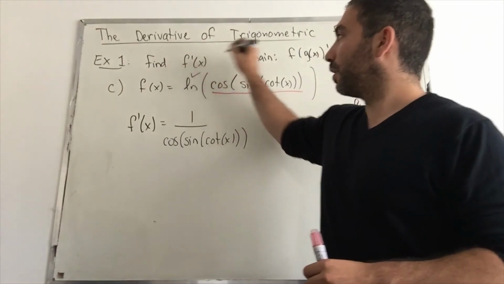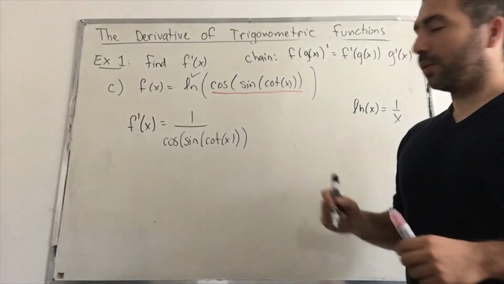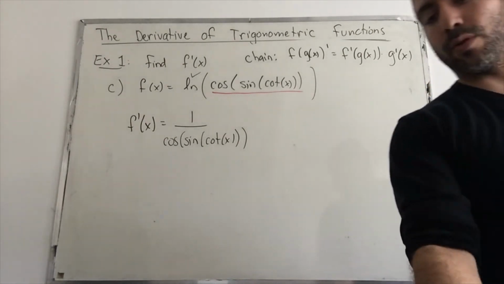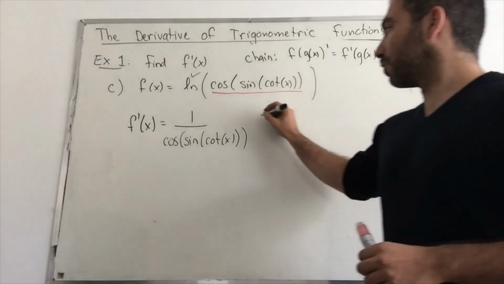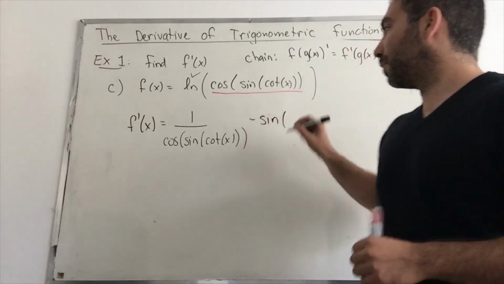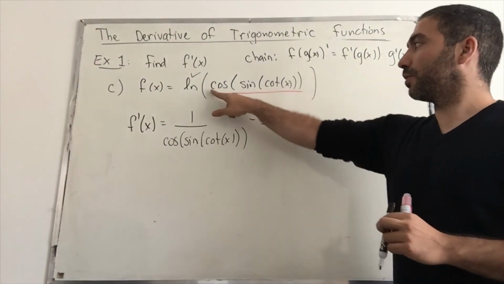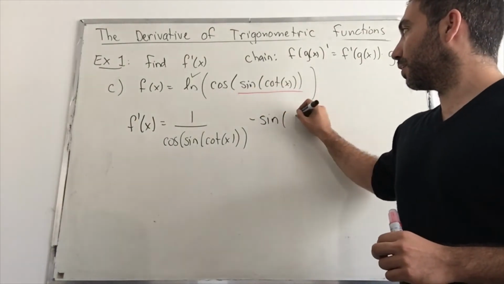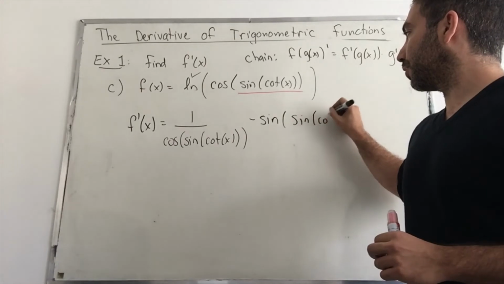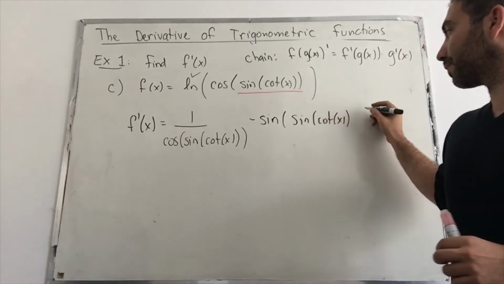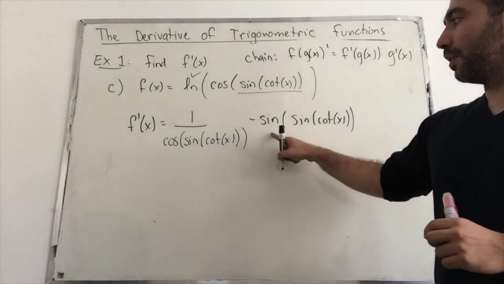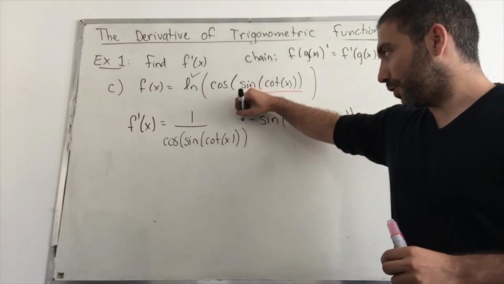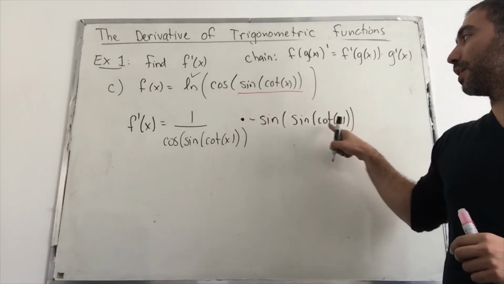So we did the ln. Next step is the cos. So let's go ahead and take the derivative of cos. We know that the derivative of cos is negative sine. So we're going to have negative sine, but it's not of x, it's of whatever is in the bracket. So now we did the cos, so we're dealing with just the sine and the cotangent. So negative sine of cotangent of x. Okay, so the first piece was the ln, the second piece that we have here is a multiplication, so times negative sine of cotangent.